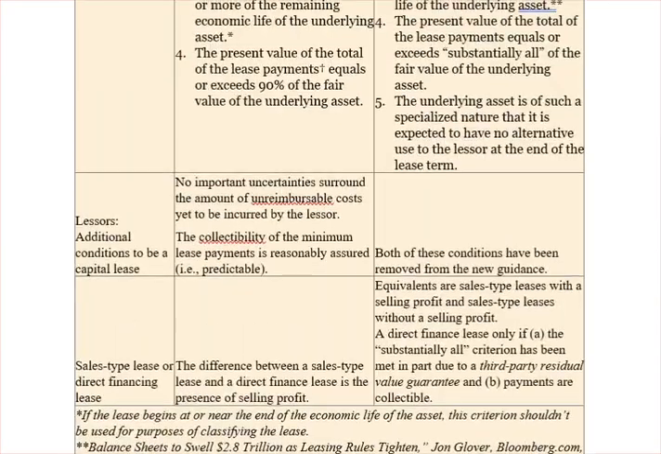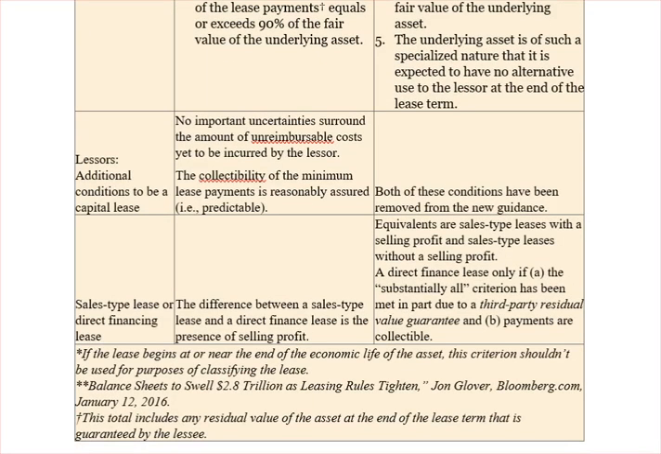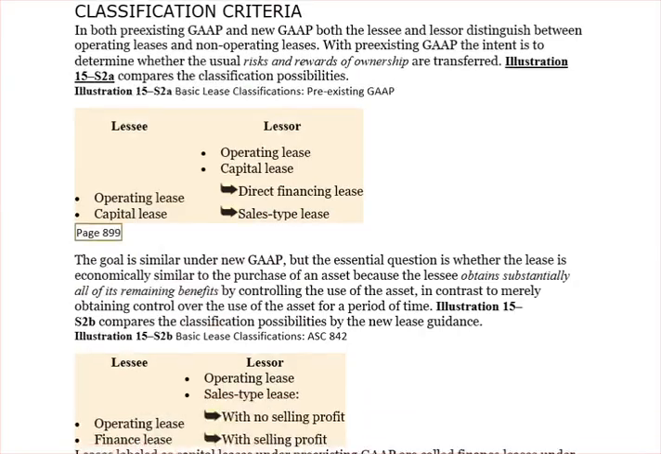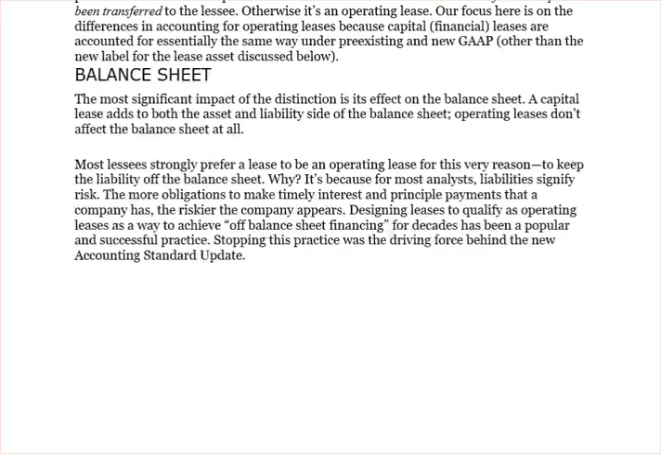Okay, the difference also is the changes here. We had bright lines, 75%, 90%. And now they say major part, and they say substantially all. But yet when you work your problems, I want you to use the 75 and the 90. The underlying asset of a specialized nature was brought in because we realize now that many things are developed or created just for specific purposes. There you go, and some more terminology changes. I do not require you to know any of this stuff.